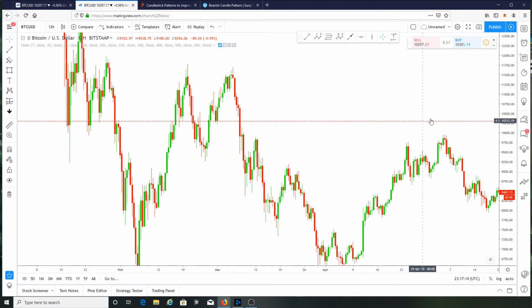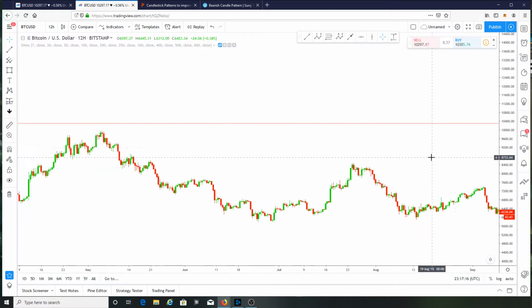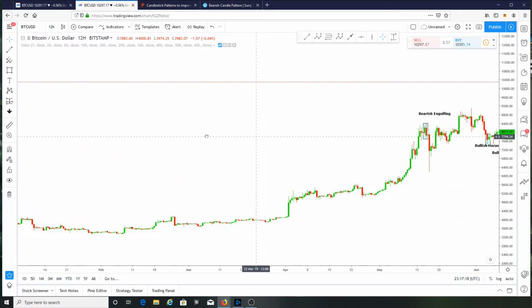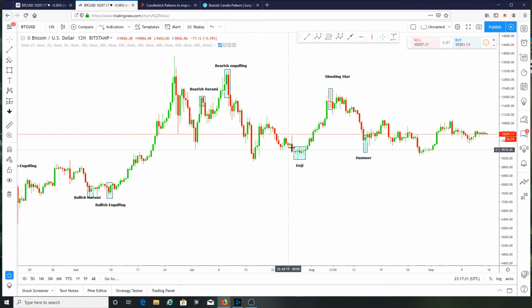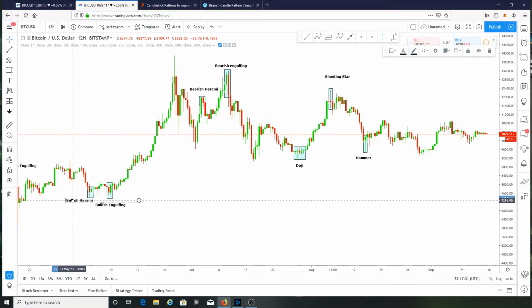So these are just patterns. These are just kind of like signals for traders, and a lot of these play out the way they are intended to, because a lot of traders and bots and algorithms also take note of these candle patterns, and they tend to follow them as well.